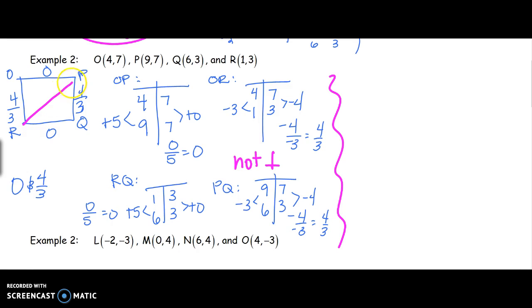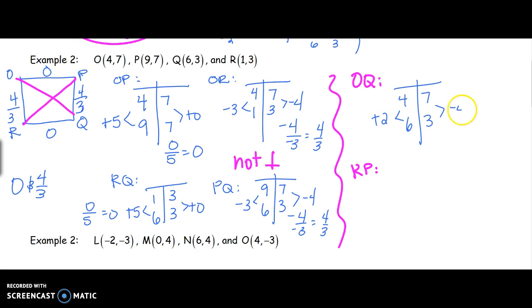So our diagonals here are RP and OQ. Okay, so again, we have to have opposite reciprocal for them to be perpendicular. So O is 4, 7. Q is 6, 3. To get from 4 to 6, you add 2. 7 to 3, you subtract 4, so negative 4 over 2, or negative 2.